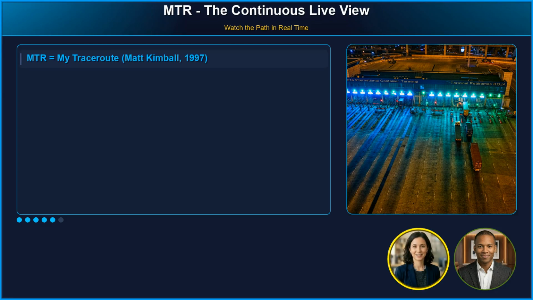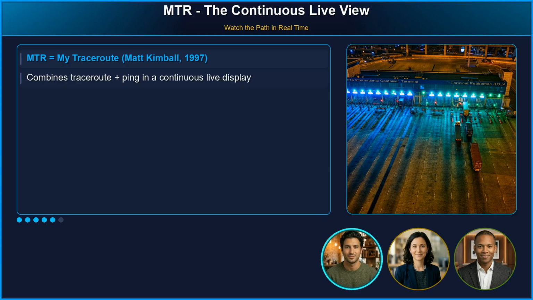MTR stands for My Traceroute. It was originally written by Matt Kimball back in 1997, and it has been a network engineer's best friend on Linux ever since. MTR does what Pathping does, except it runs continuously and updates the display in real time. Pathping is a Windows one-shot. Run it, wait 25 seconds, read the result. MTR is the opposite, a live view that keeps updating until you stop it.